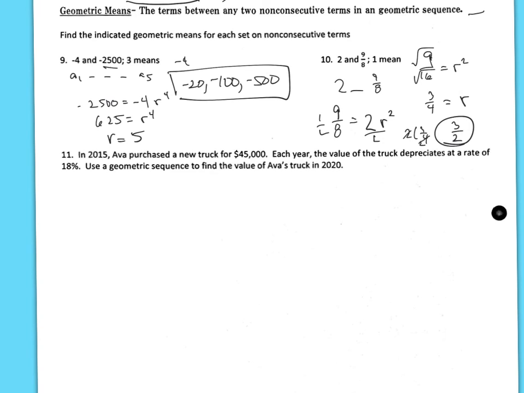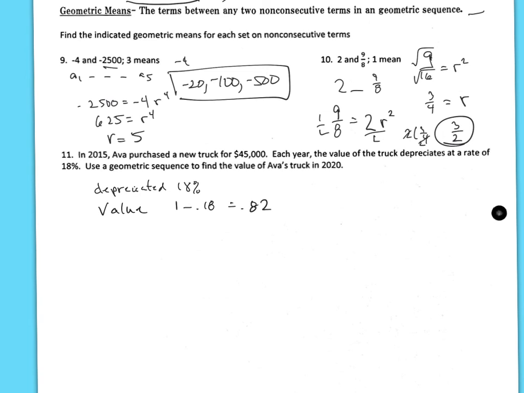Now, the story problem. So we've got a truck, 45,000. Each year the truck depreciates at a rate of 18%. So we want to find the value. We don't want to find how much it depreciated. We want to find the value, the worth, 5 years later. So if it depreciated 18%, then the value is the rest of that money, or 100% minus 18%, or 0.82.